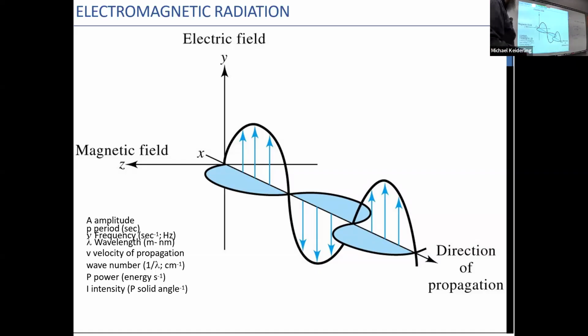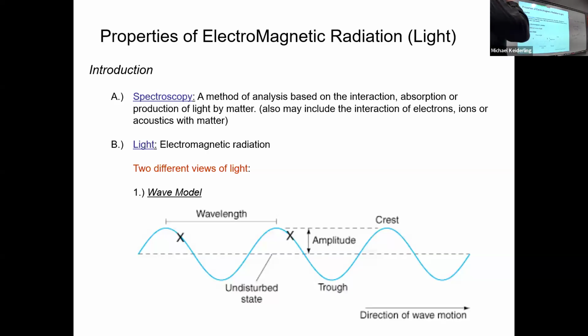There's power, which is the energy per second, and intensity, which is power per solid angle. So, some properties of electromagnetic radiation are light. Spectroscopy is a method of analysis based on the interaction, absorption, or production of light by matter. It can also include the interaction of electrons, ions, or acoustics with matter, but we're generally looking at light. Various different types of light, but light. So light is electromagnetic radiation.